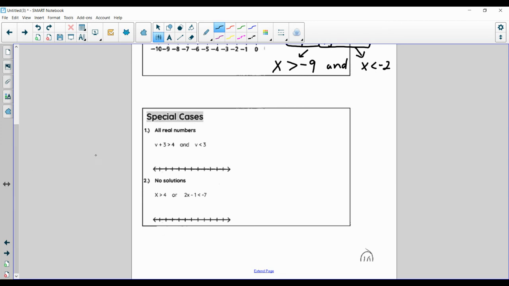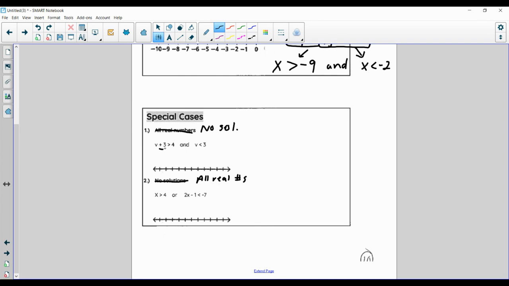So there are some special cases. You can get all real numbers and you can get no solutions. The titles are switched on these. So this one should be the no solutions option because no solutions only happen when it's an AND inequality. And this one should say all real numbers. All real numbers only happens if it's an OR inequality.